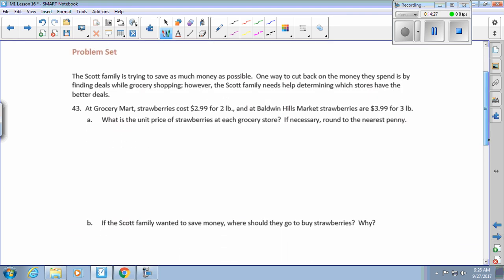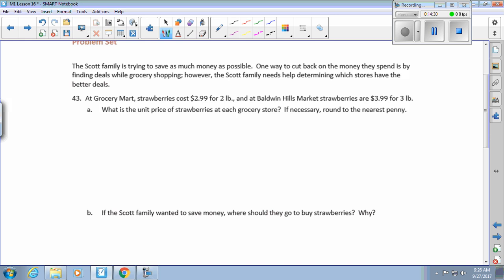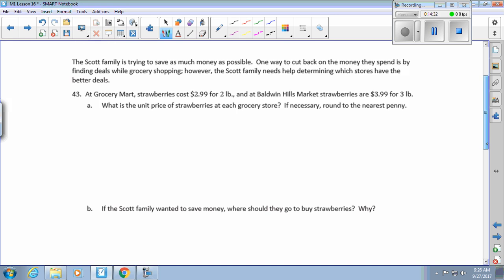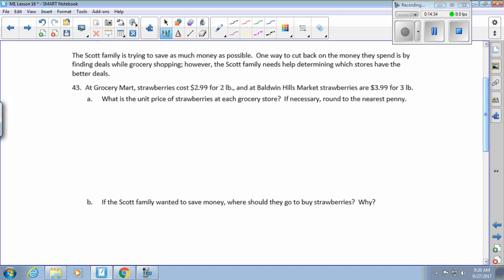We are going to 2 different grocery stores. It says the Scott family is trying to save as much money as possible. One way to cut back on the money they spend is by not taking their kids to the grocery store. Just kidding. It says is by finding deals while grocery shopping. However, the Scott family needs help determining which stores have the better deals.